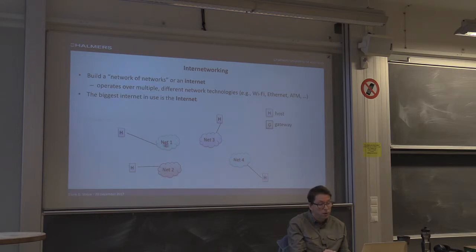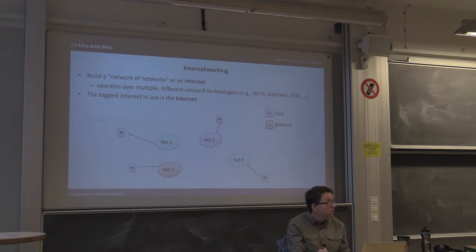So there are hosts connected to this one. But if my laptop, for instance, wants to talk to the web server, that is then connected to some other network, maybe an Ethernet network somewhere else. So this is a Wi-Fi network, this is an Ethernet network. This one could be a fiber optical network, this could be a satellite network.